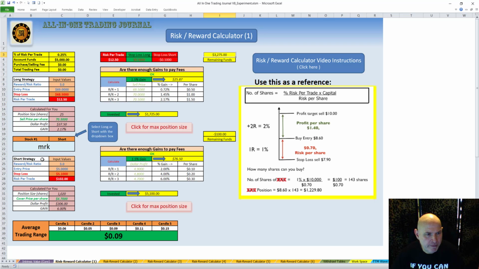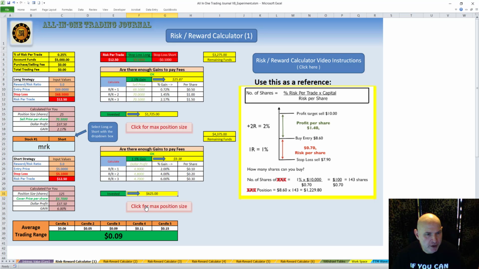It's exactly the same for the short strategy, except that your entry price should always be lower than your stop loss price, because that's what a short is. If you get in at $5 and have a stop loss of $5.10, then you have a stop loss short of minus 10 cents. If you put in your risk, then you can get 125 shares of this, and you would have $625 invested.